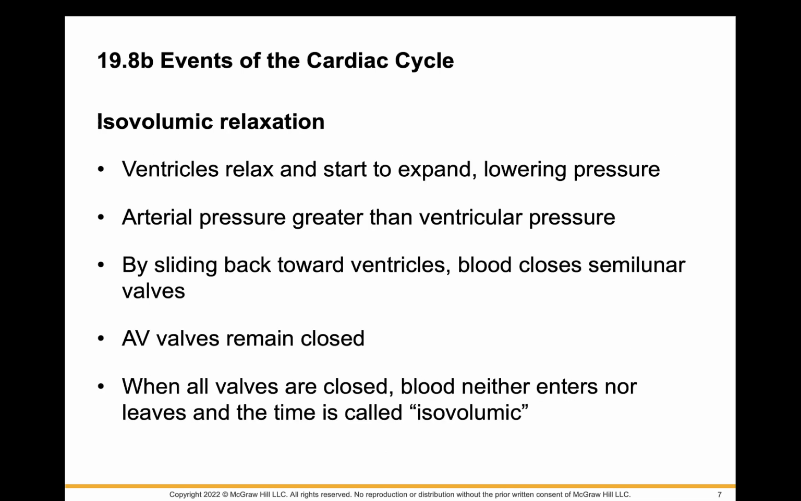Next, we'll be coming to isovolumetric relaxation. The ventricles are done contracting. They will begin to relax and expand, resulting in a significant lowering in pressure. Arterial pressure at this point is greater than ventricular pressure. This will result in the closure of the semilunar valves. The AV valves are still closed. Once again, this is another one of those phases when all valves are closed. Blood cannot enter or leave. And this is going to be called an isovolumetric phase or isovolumetric relaxation, which is the terminology I prefer to use.